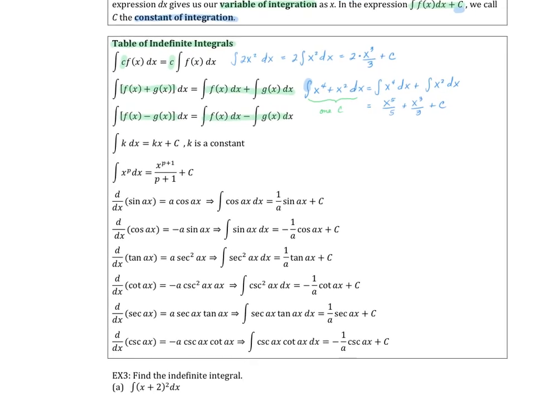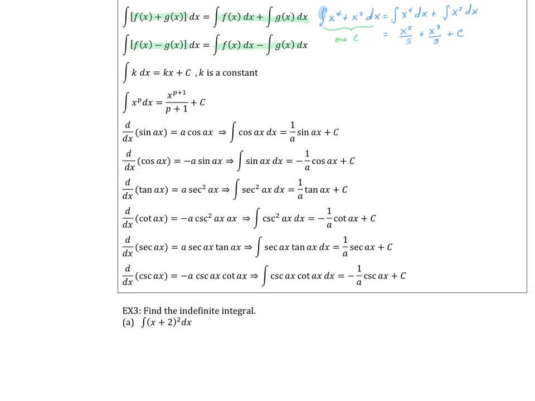Whenever you're integrating and the integrand is just a constant number, then the integral or antiderivative is just that constant number times x, of course, plus your constant c. And we've already talked about the rule that says for x to any exponent p, you add 1 to the exponent and divide by whatever that is.